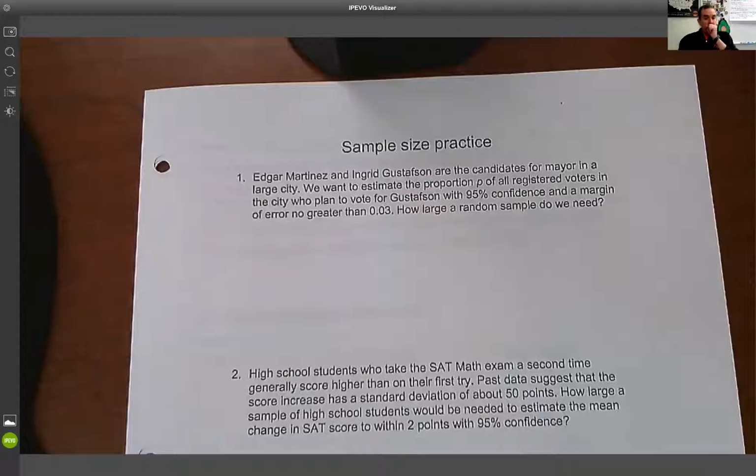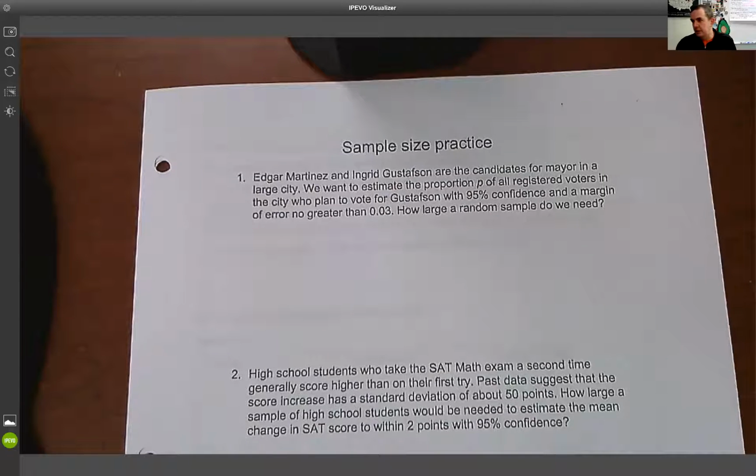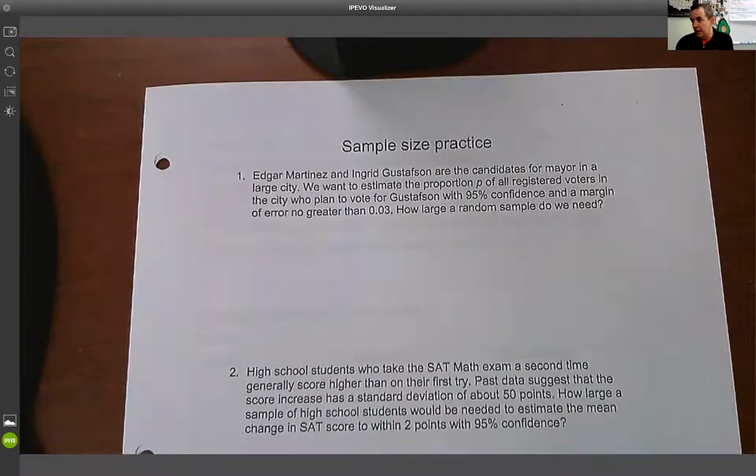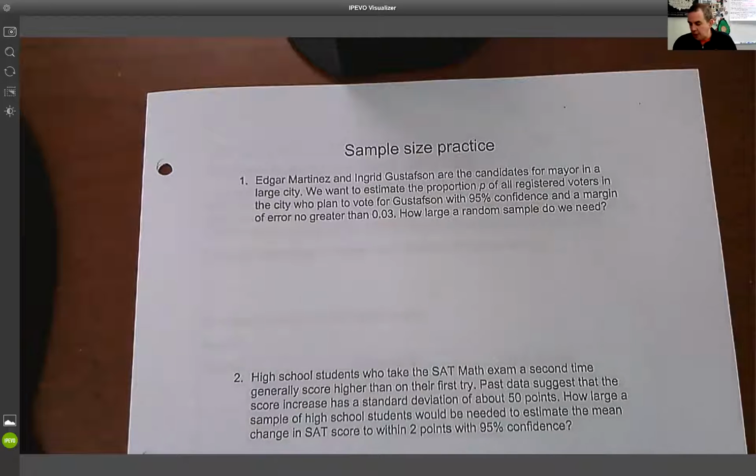We have a problem here that says Edgar Martinez and Ingrid Gustafson are the candidates for mayor in a large city. We want to estimate the proportion P of all registered voters in the city who plan to vote for Gustafson with a 95% confidence and a margin of error no greater than 3%. How large a random sample do we need? Okay, so here's the deal with that.